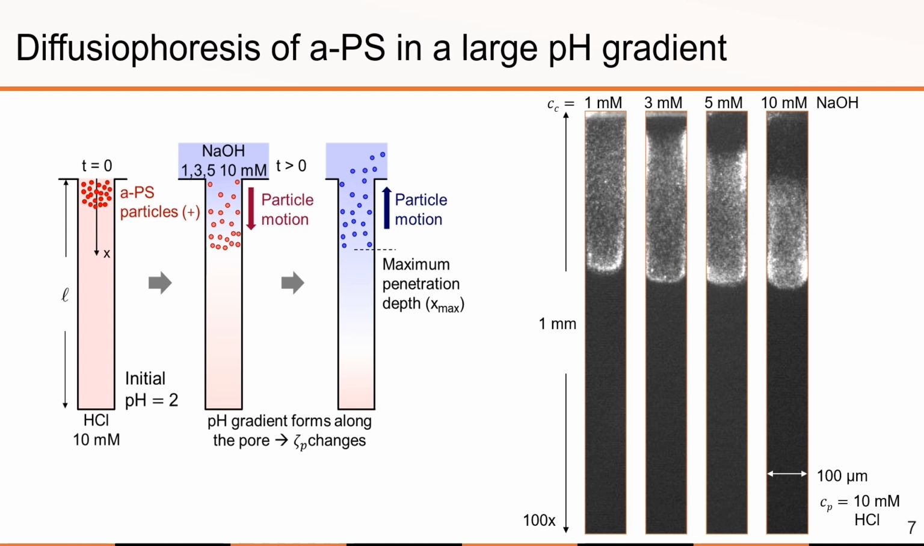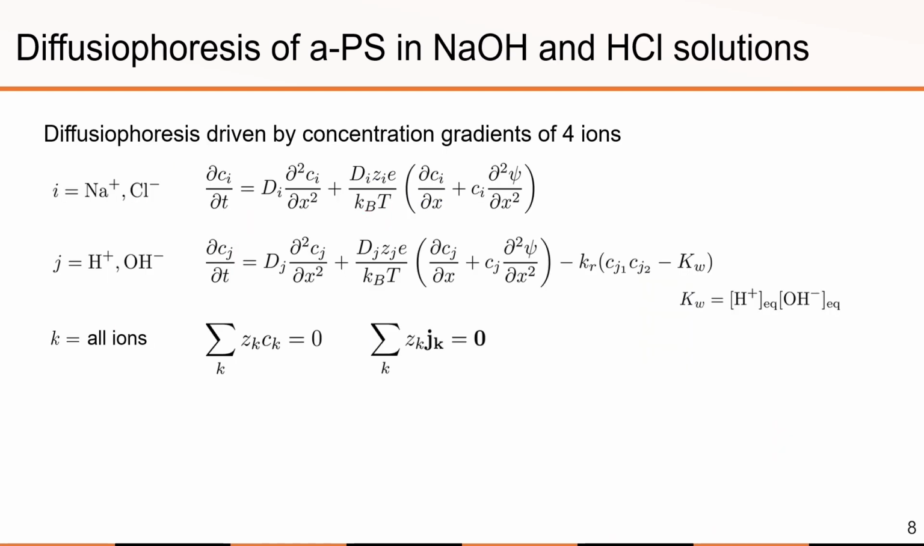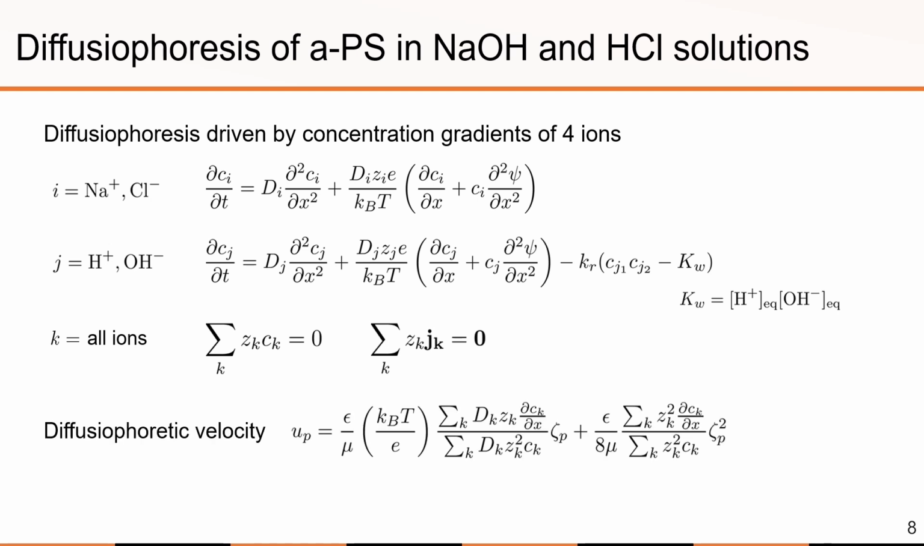We choose this regime where the flat particle front is moving down the pH gradient and analyze the trajectories with a theoretical model. To accurately predict the particle front behavior in the patch experiment, we used the multi-ion diffusiophoresis model with a pH-dependent zeta potential. The charge neutrality and the zero current conditions hold, and the formula for the diffusiophoretic velocity now includes interactions among all ions and the zeta potential of the particle surface.